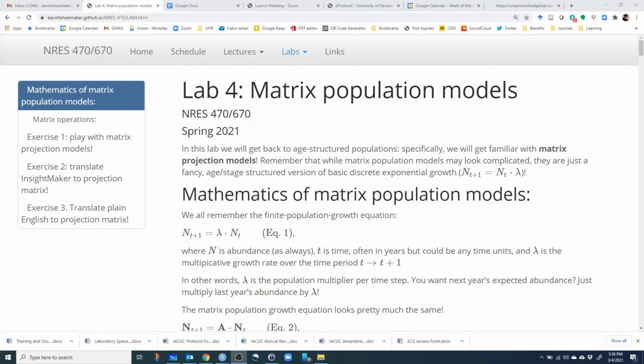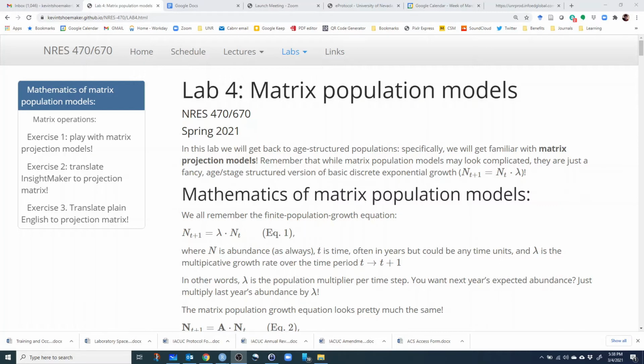You have 2 weeks to do this lab. Hopefully by the end of those 2 weeks, you will feel comfortable working with matrix population models, knowing what they do, how to harness the power of matrix population models using tools like R and Insight Maker. And that's what this lab is all about.